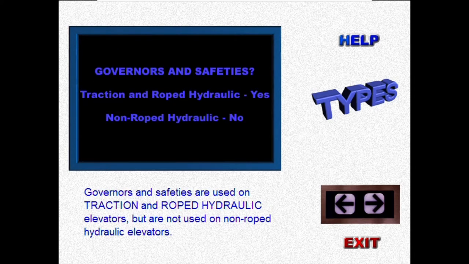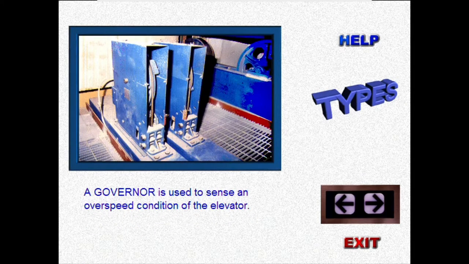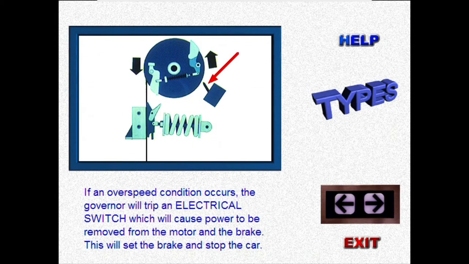Governors and safeties are used on traction and roped hydraulic elevators, but are not used on non-roped hydraulic elevators. A governor is used to sense an overspeed condition of the elevator. If an overspeed condition occurs, the governor will trip an electrical switch, which will cause power to be removed from the motor and the brake. This will set the brake and stop the car.